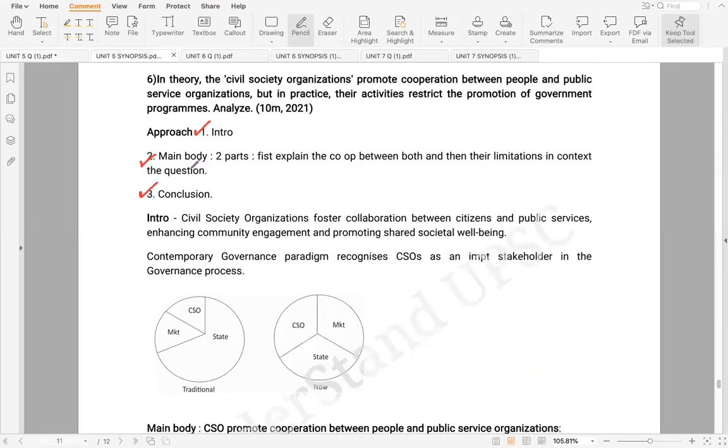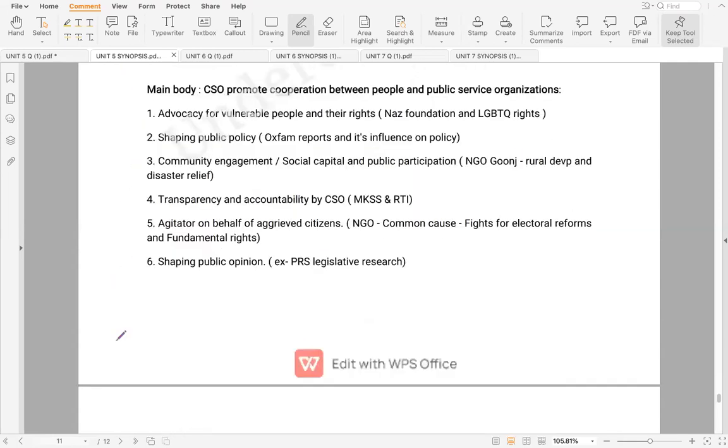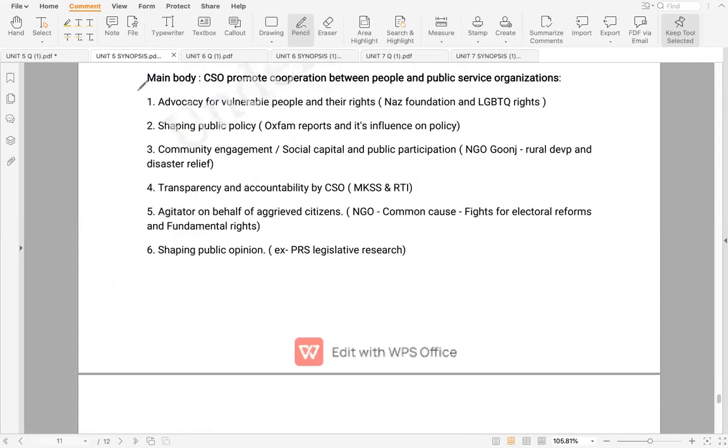Right. So intro, main body, conclusion, two parts. First, explain the cooperation between both and then their limitations in context to the question. Introduction: civil society organizations foster collaboration with citizens and public services, enhancing community engagement, promoting shared societal well-being. Contemporary governance, again, copy from the previous question. Now hitting directly to the main body. CSOs promote cooperation between people and public service organizations. How? Advocacy for vulnerable people and their rights, for example, Naz Foundation and LGBTQ rights.